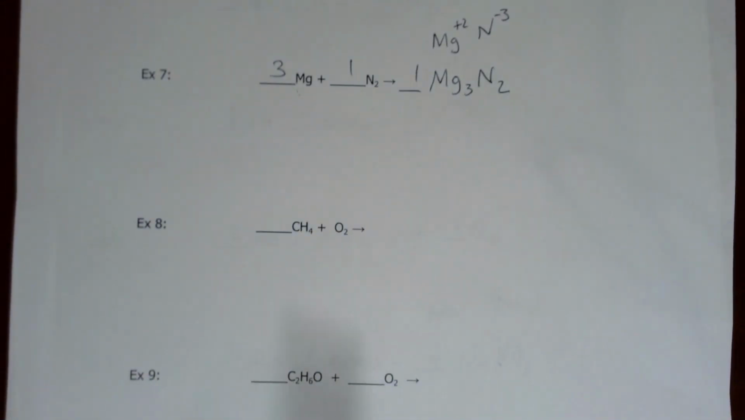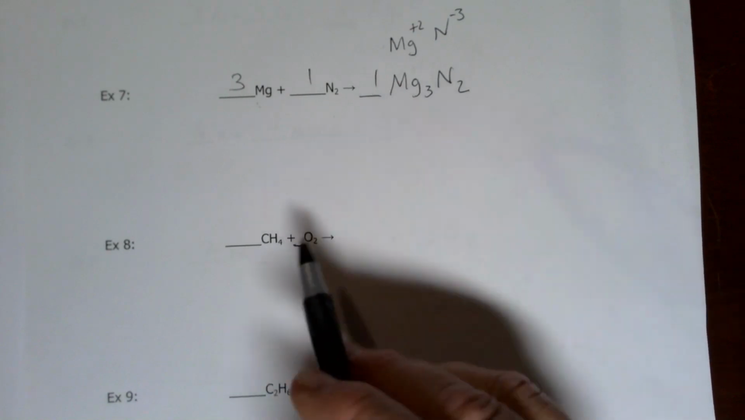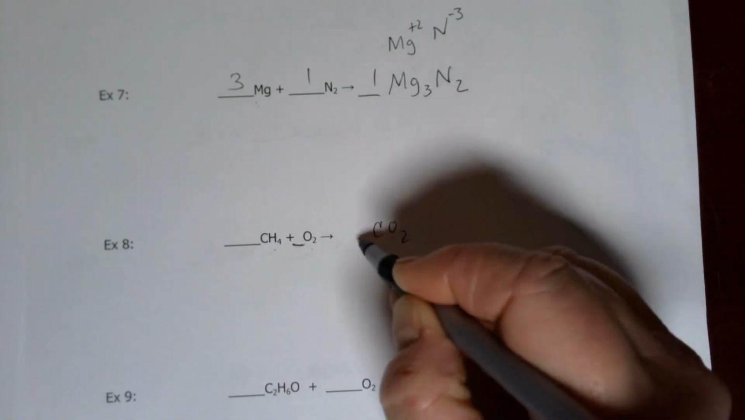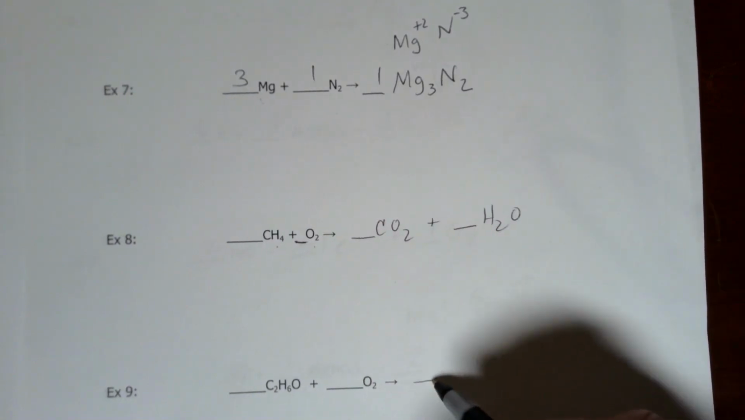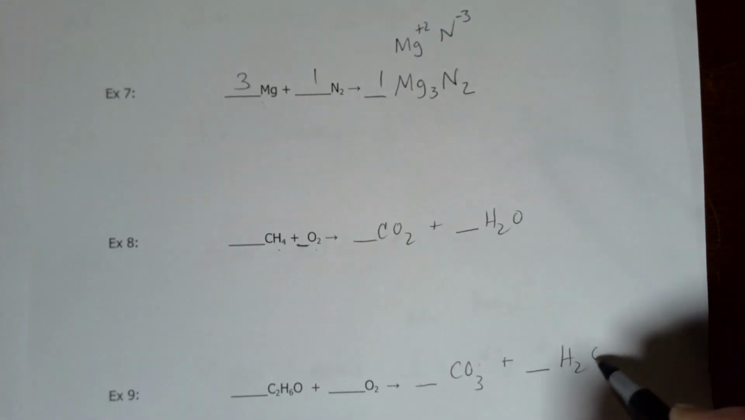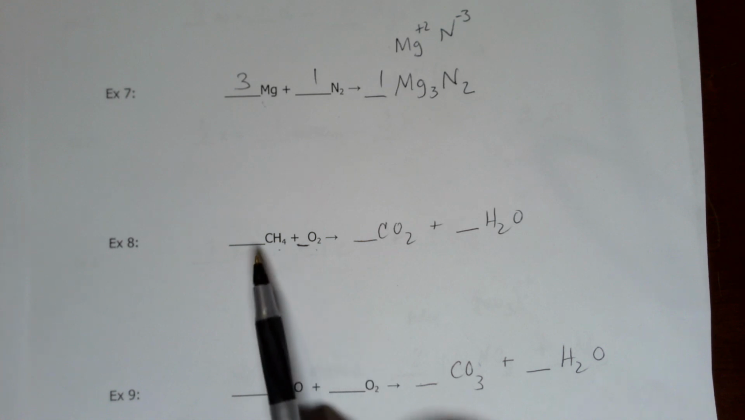Okay. Now these last 2 are combustion reactions. Combustion reactions always start with a hydrocarbon and oxygen, and they always end up with carbon dioxide and water. So we don't have to do too much fussing with figuring out what the chemical formulas are. We always know we're going to have CO2 and water. So this just comes down to finishing the balancing.